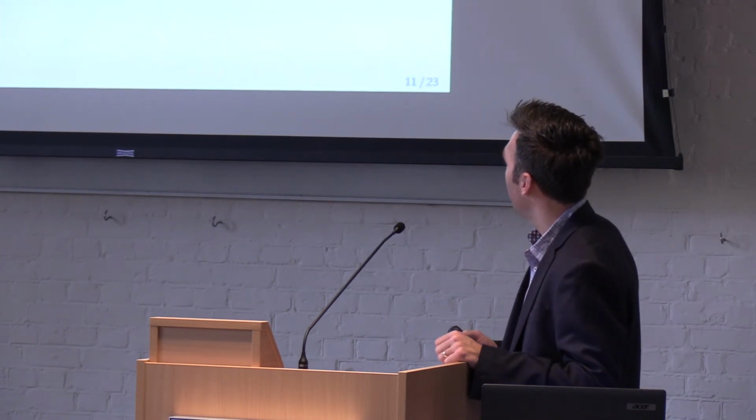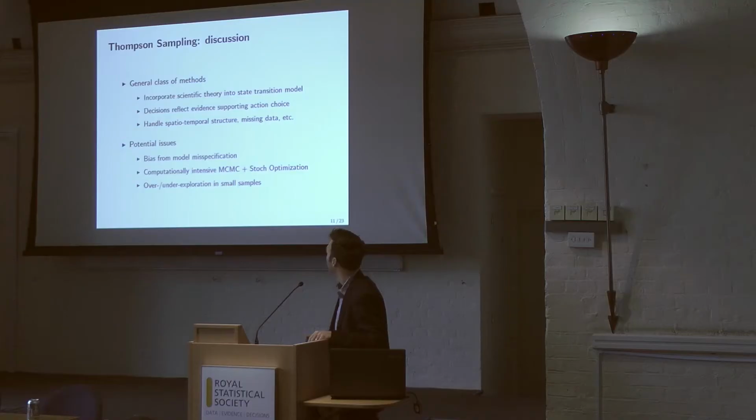So in this context, Thompson sampling is a very general class of methods. You saw that it was just some transition kernel. It applies to any MDP. It allows you to incorporate scientific theory. This is important in disease modeling, where they give a lot of thought to what those transition kernels look like.